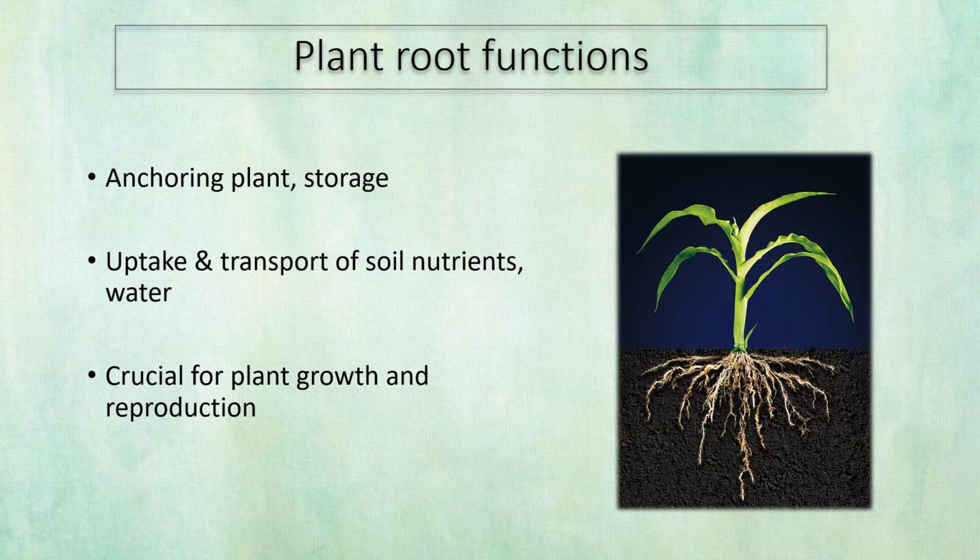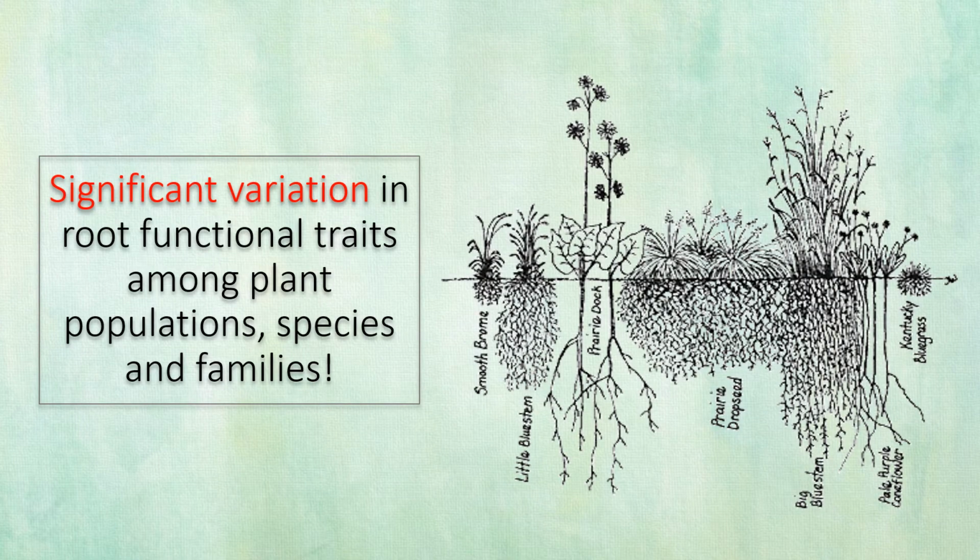As we know, root is an integral part of all vascular plants, critical for anchoring the plant, storage, as well as the transportation of soil nutrients and water, which ensures plant growth, survival, and reproduction. In nature, there seems to be a lot of variation in root traits among different plant species, families, as well as among different plant growth forms.